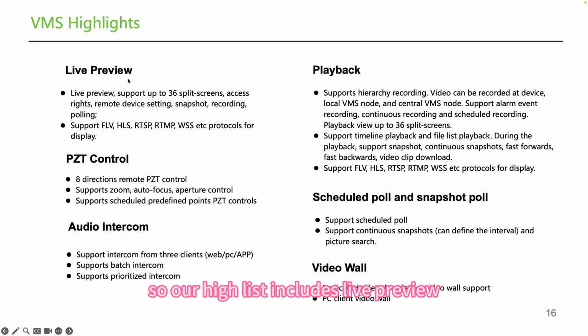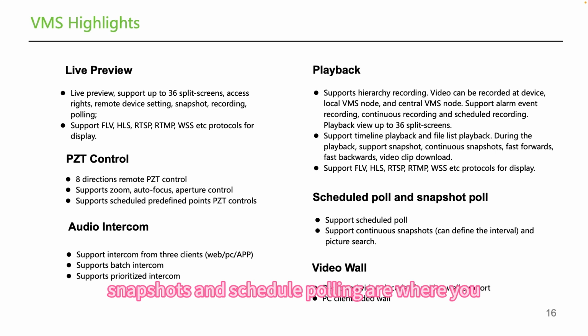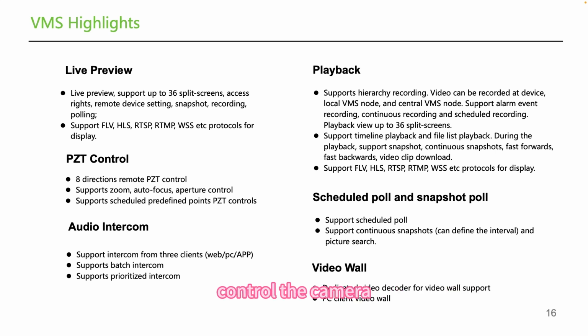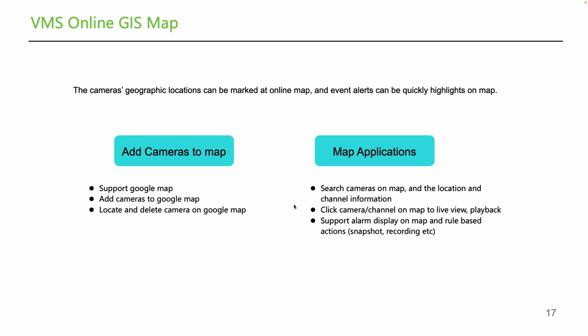Some of our highlights include live preview, PTZ control, intercom, playback, scheduled and snapshot polling, and video walls. Snapshots and scheduled polling are where you control the camera, where scheduled poll involves the camera panning to locations at predetermined times. The snapshot poll has multiple cameras taking pictures at the same time to construct the view.